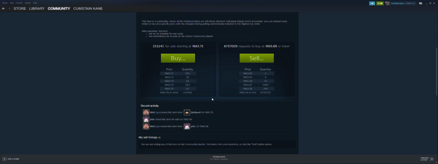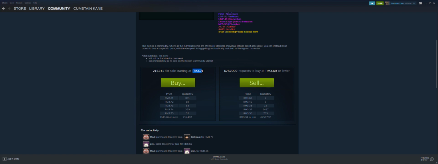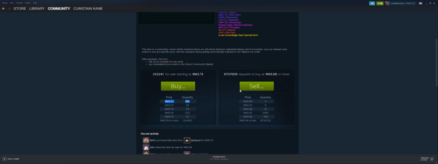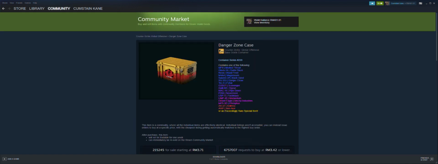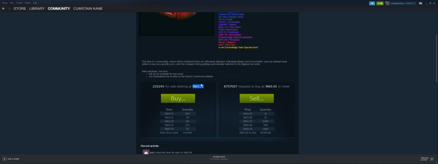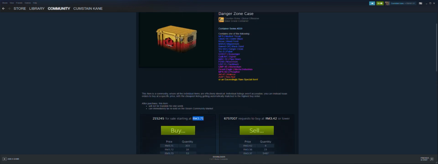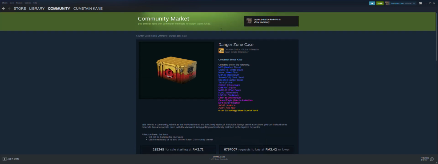Normally when it comes to buying stocks, they'll show you what the market price is right now. You can look at this right here. The market value of this stock, hypothetically, will be 3 ringgit and 71 cents. Of course, it's not exactly like this, but this is more or less the concept.